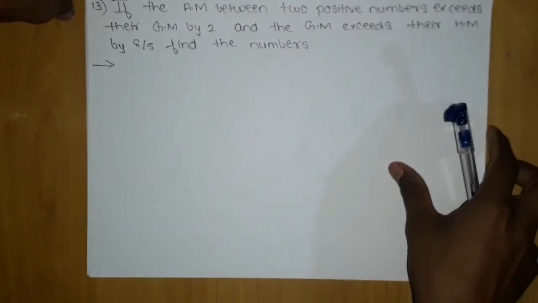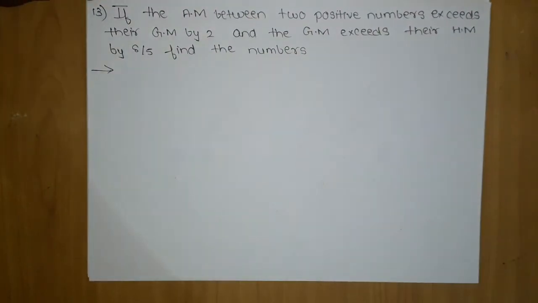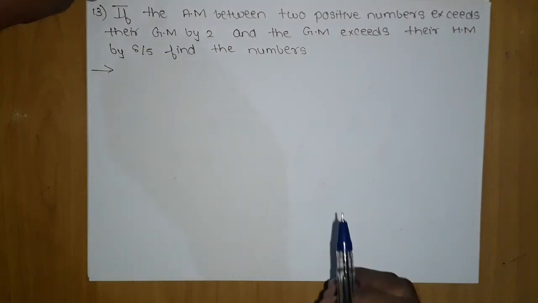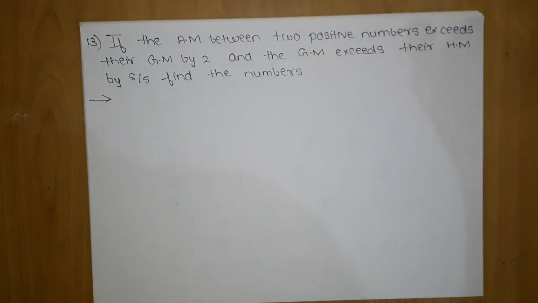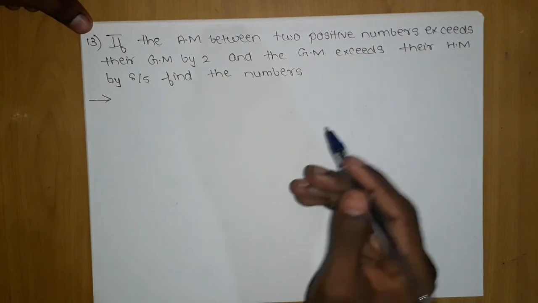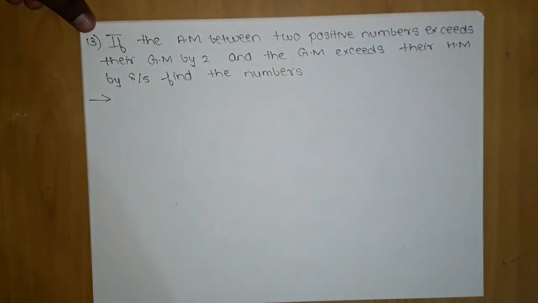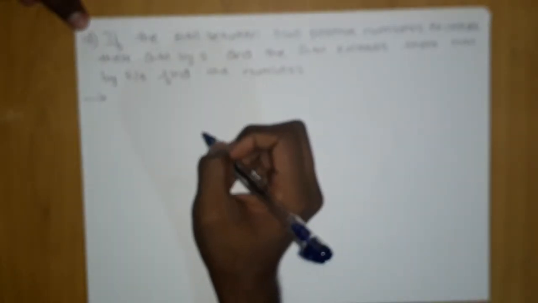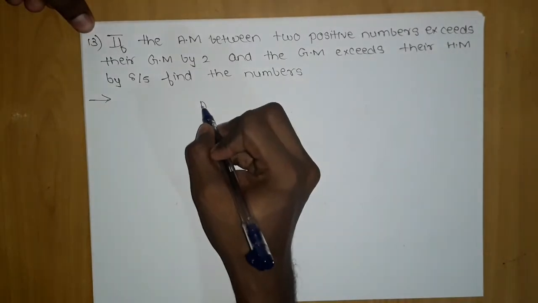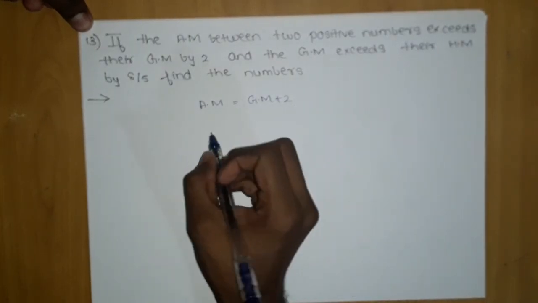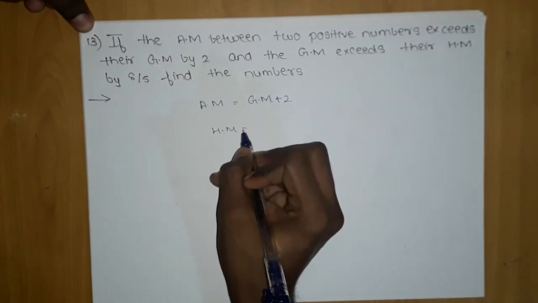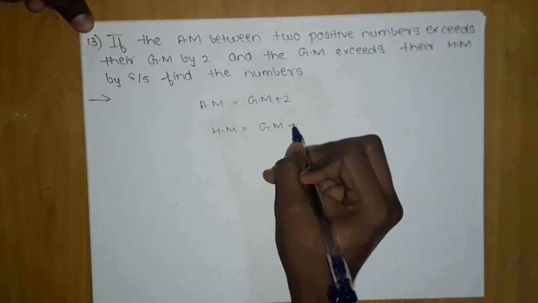If the am between two positive numbers, again see, two positive numbers. This is the most crucial line I am telling you. Please keep in mind that the numbers should be two positive numbers, exceeds the gm by 2 and the gm exceeds their hm by 8 by 5. So what they are telling is that am is greater than gm by 2. Further on, hm exceeds gm by 8 by 5.